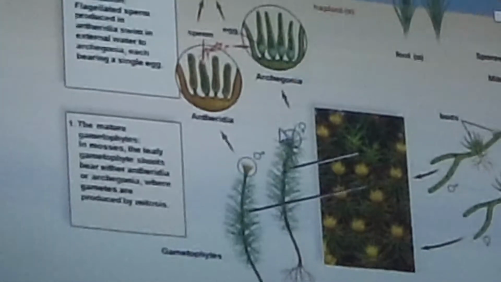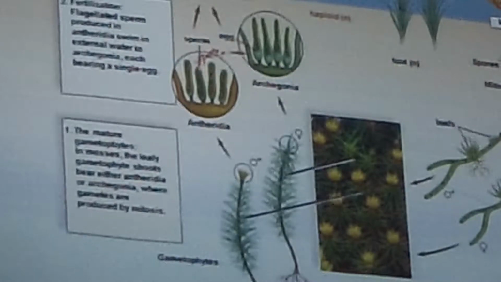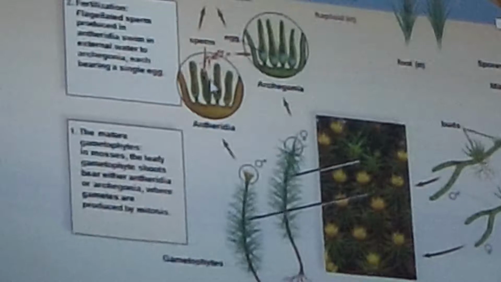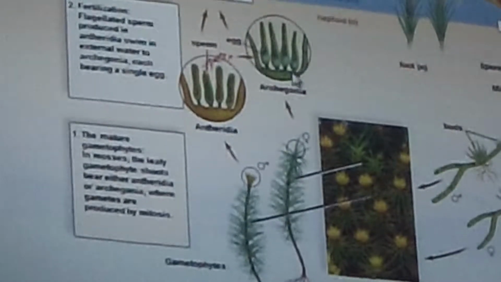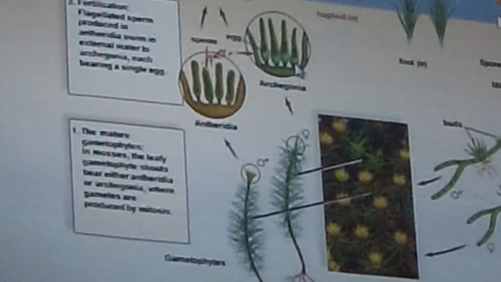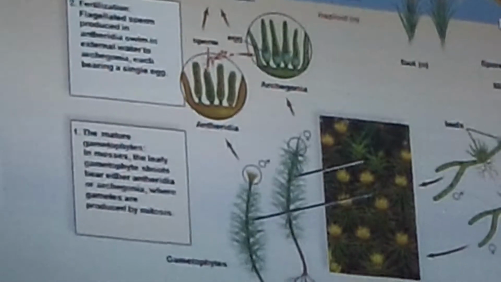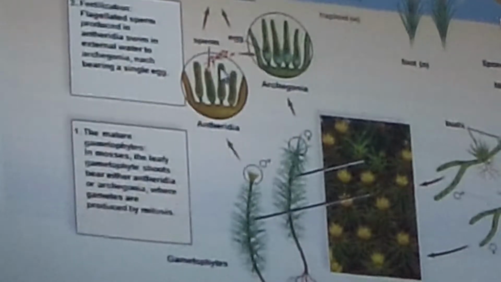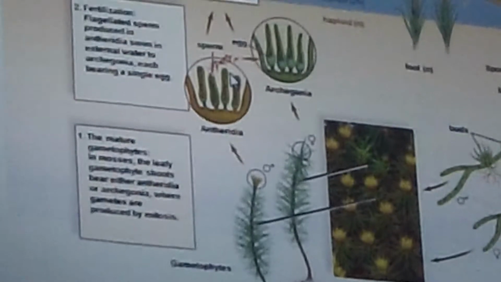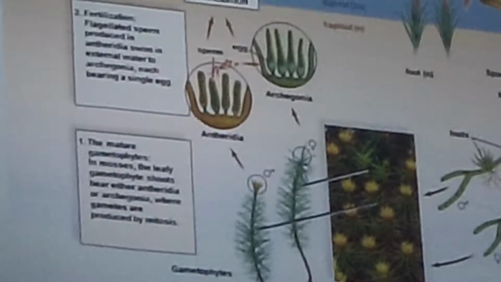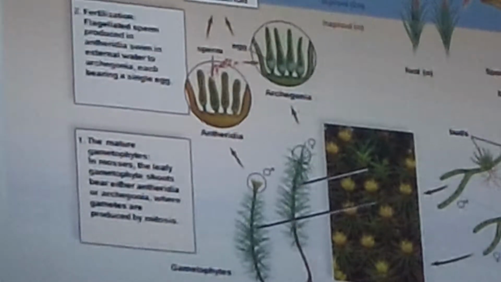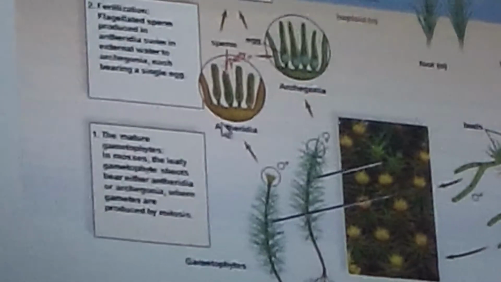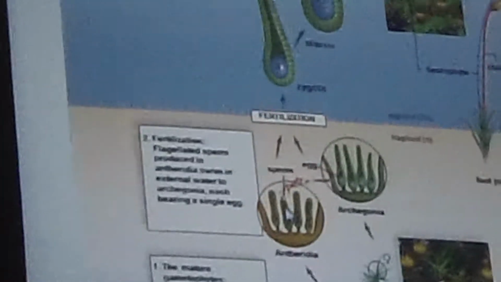And when it gets wet, when it rains, and there's plenty of water there, kind of covering up the mosses, the sperm will break out of the antheridia and swim to the archegonia and fertilize the egg. But only when it's wet? Only when it's wet. The sperm have to swim. They got little tails on them. Think about that next time you're laying on some moss. There's probably moss sperm swimming all over your back. Pretty disgusting, huh?